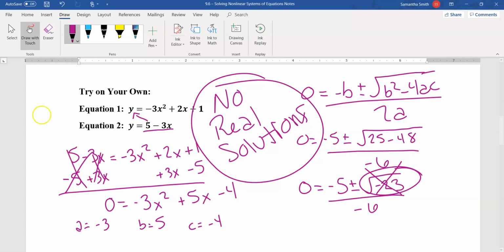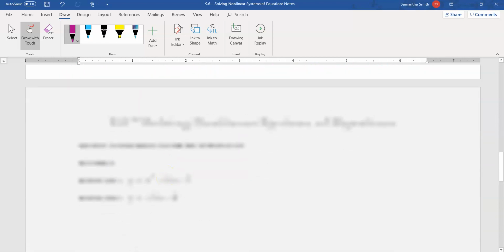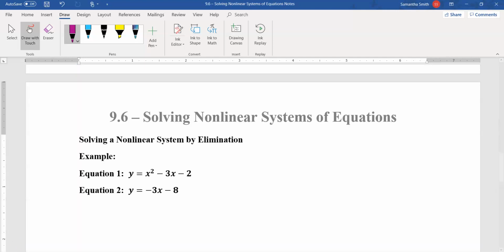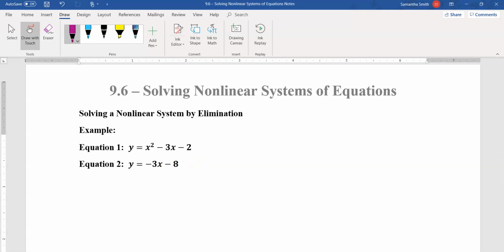Okay? All right, so let's try using a different method. There it is. Okay. We are now going to use the other concept. We're not doing graphing. We're doing substitution, which we just finished, and now we're going to use elimination. So it's going to be very similar to what we've done in the past.